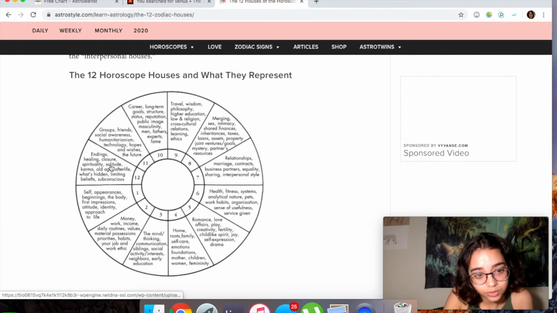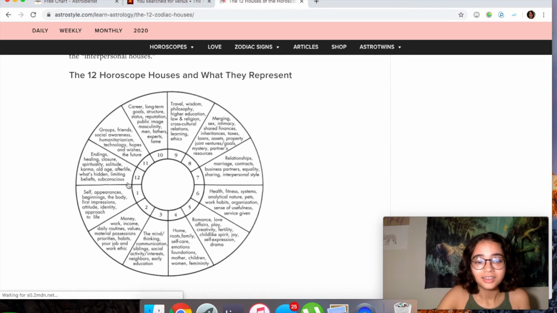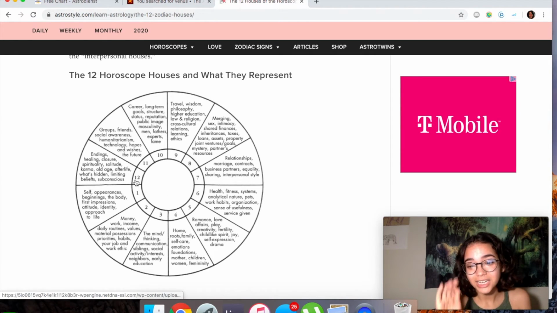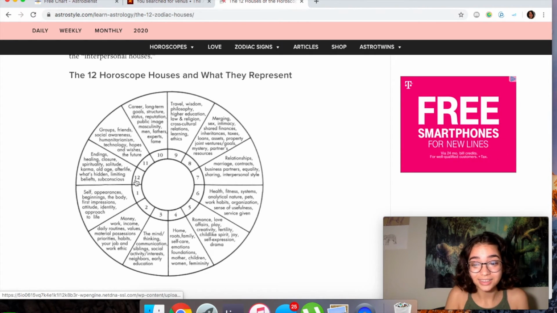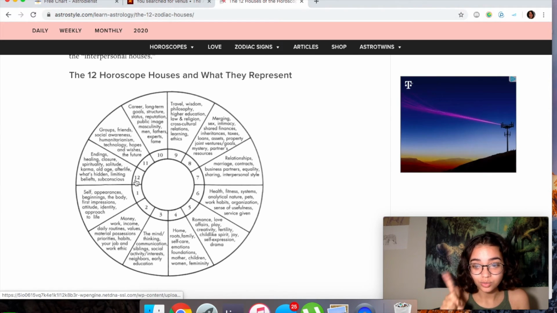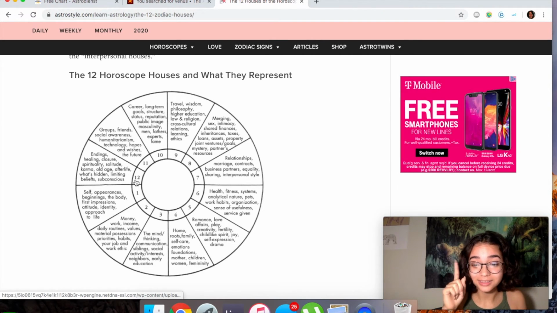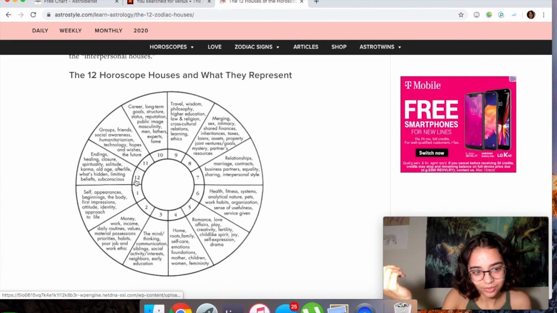If we go on to the next house, it's the 12th house. Endings, healing, closure, spirituality, solitude, karma, old age, afterlife, what's hidden, limiting beliefs, subconscious, the subconscious mind. So the 12th house is the last house. The 12th sign is Pisces. Pisces is the last sign. So endings makes sense. It's the last sign. It's the last house. Subconscious mind.